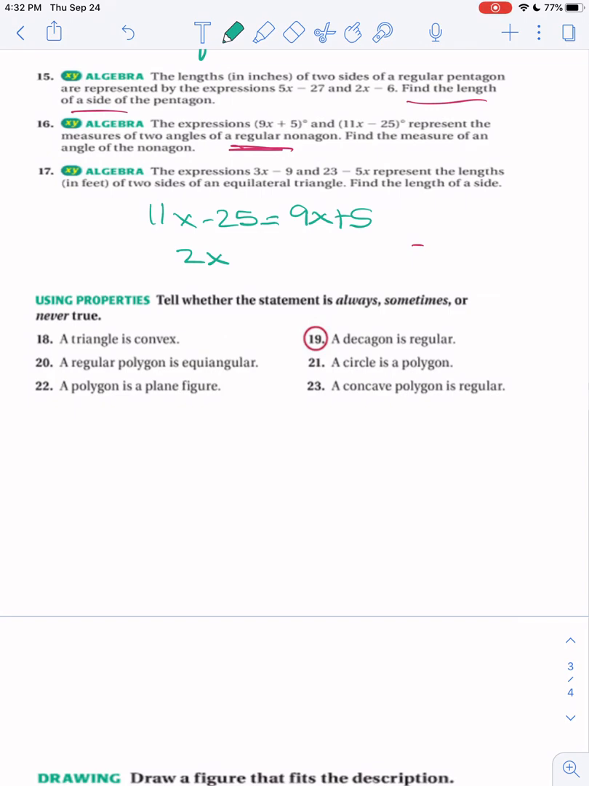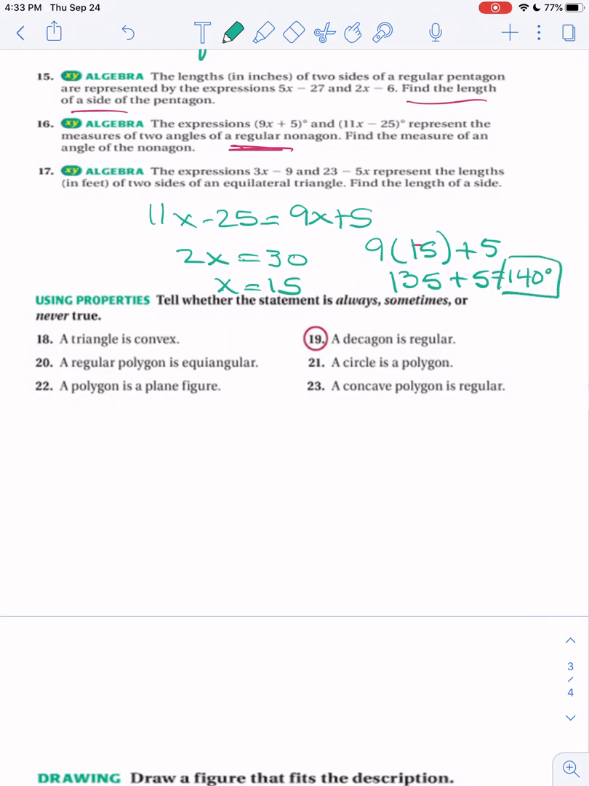Did I copy that right? Yep, equals 30. It looks like x is going to be 15. And then we're going to substitute that back in. I'll say 9 times 15 plus 5. 9 times 15, let's see what that is. That looks like 135 plus 5. It looks like each of those angles would be 140 degrees.